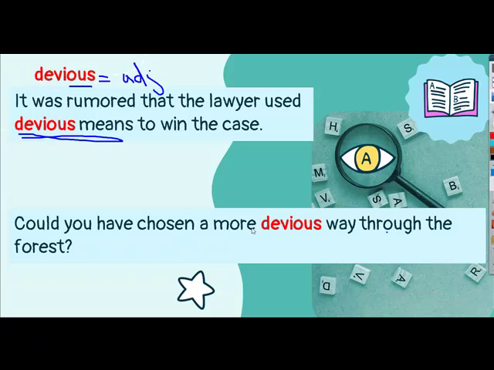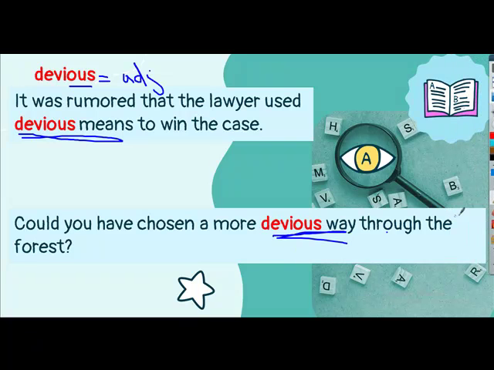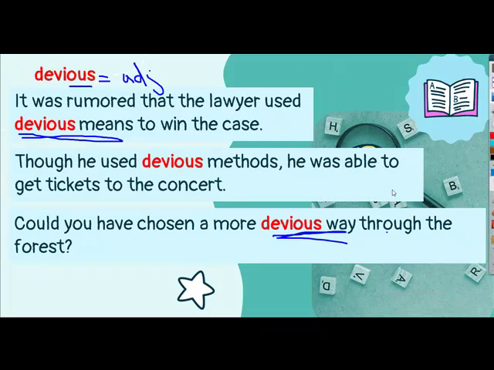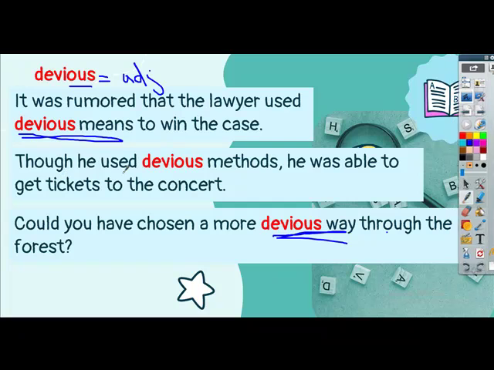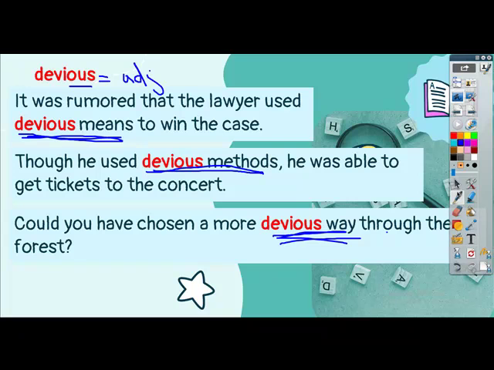Could you have chosen a more devious way through the forest? Devious here means not direct. I guess that's kind of satirical or a verbal irony. Though he used devious methods, he was able to get tickets to the concert. So, we talked about devious means, devious methods, devious ways. All of them refer to dishonest ways to get your target.